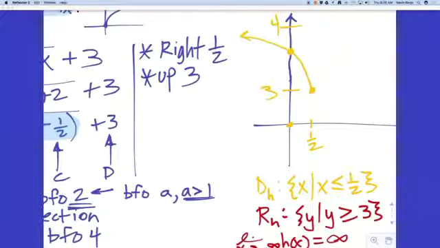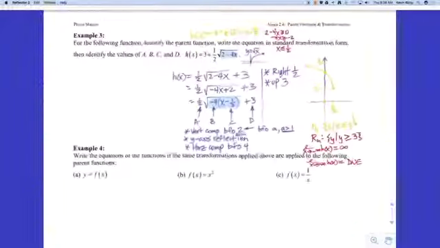Okay, does this function have any symmetry? Y-axis, x-axis, or origin? No, x-axis. We never looked for that one. Nope. Is this function monotonic? Monotonic what? Decreasing. Good. Over its domain.